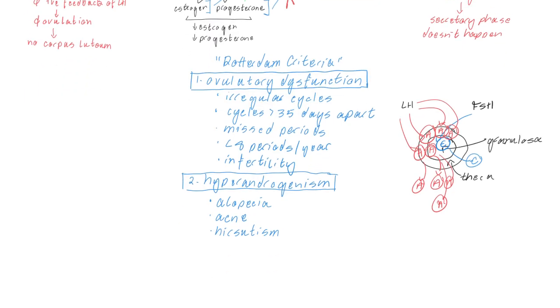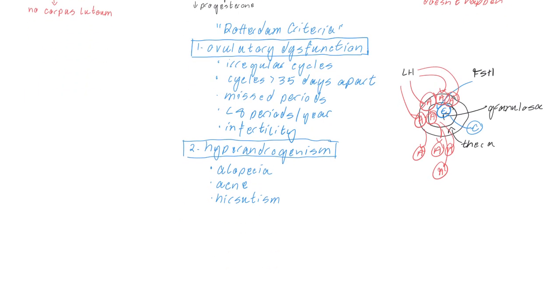There's other ways to check for high levels of androgens instead of just looking externally. On a lab test, a blood test, increased total testosterone and increased free testosterone. So that kind of represents the excess stimulation of the theca cells.